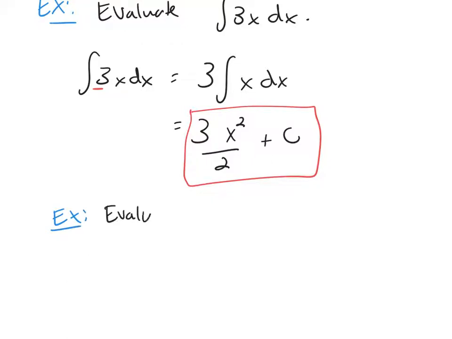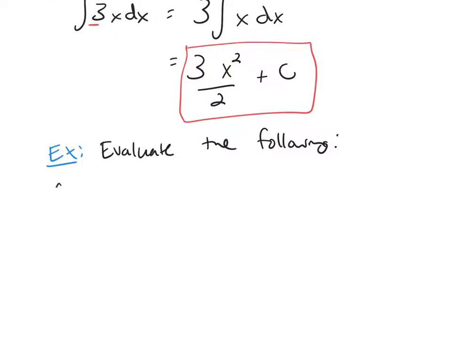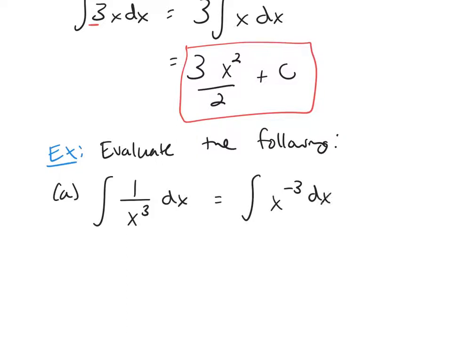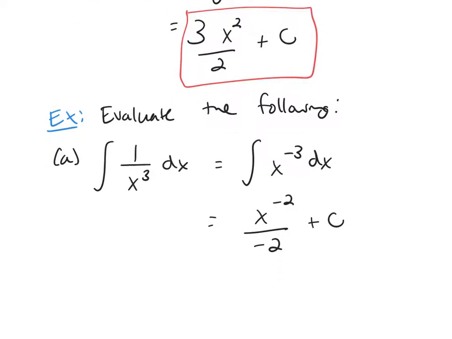Let's evaluate the following. So a, the integral of 1 over x cubed. As long as it's not a 1 over x here, I can use my reverse power rule. The first thing I'm going to do is bring it up to the numerator. This is x to the negative 3. And now do your reverse power rule. x to the negative second over negative 2 plus c. You add 1 to the power. Negative 3 plus 1 is negative 2.